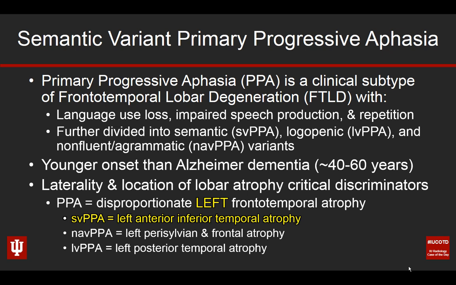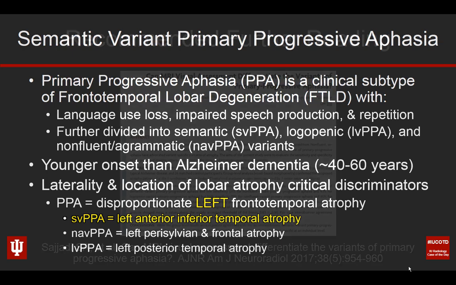And each of these three has a different clinical presentation. So we'll talk perhaps more about those in future cases of the day. But in this case, clinically it fits, and also we can see there's this very marked left anterior temporal lobe atrophy, very typical of semantic variant primary progressive aphasia.